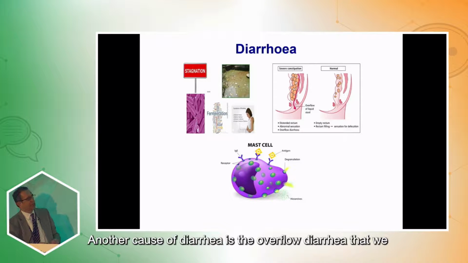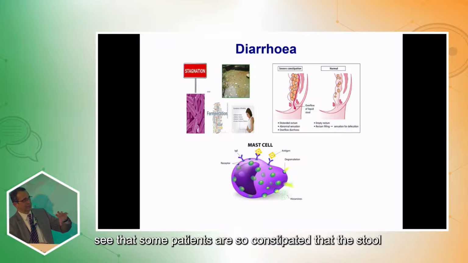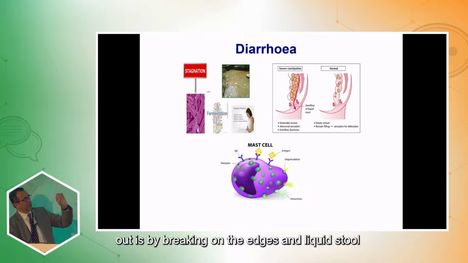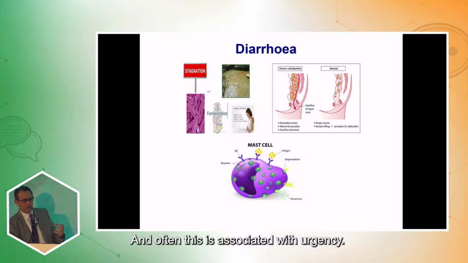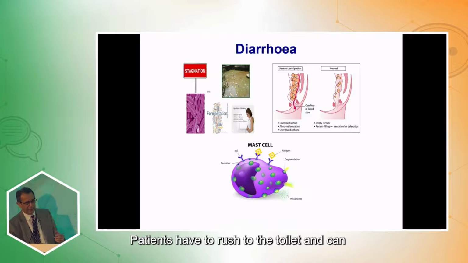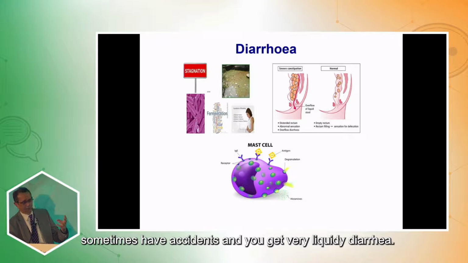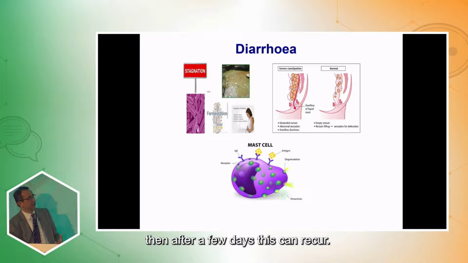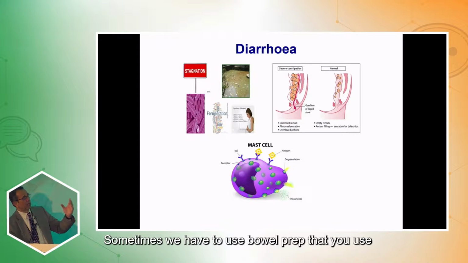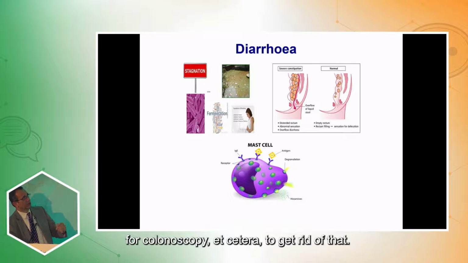Another cause of diarrhea is the overflow diarrhea that we see, where some patients are so constipated that the stool is so hard that the only way it can get out is by breaking on the edges, and liquid stool just literally pours down into the rectum. And often this is associated with urgency. Patients have to rush to the toilet and can sometimes have accidents, and you get very liquidy diarrhea. It may happen once or twice, then go away, and you go back to your constipation phase, and then after a few days, this can recur. So the treatment of that is to actually get rid of this hard constipated stool. Sometimes we have to use the bowel prep that you use for colonoscopy, etc., to get rid of that.